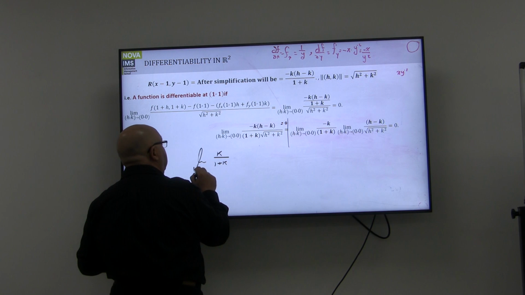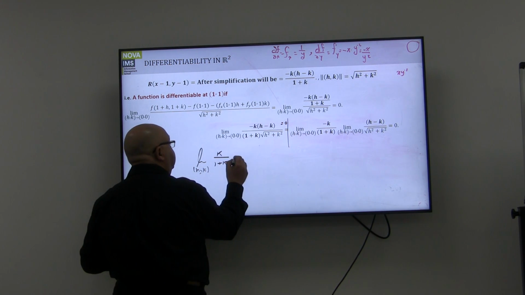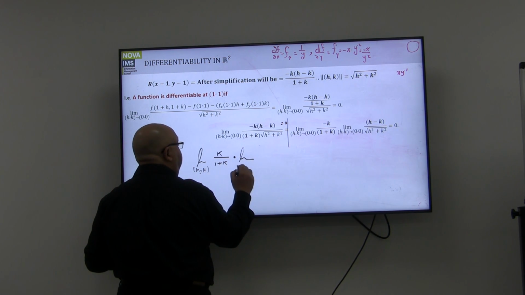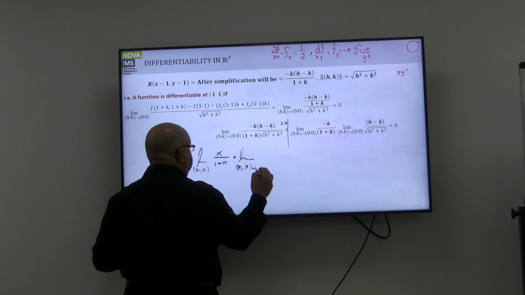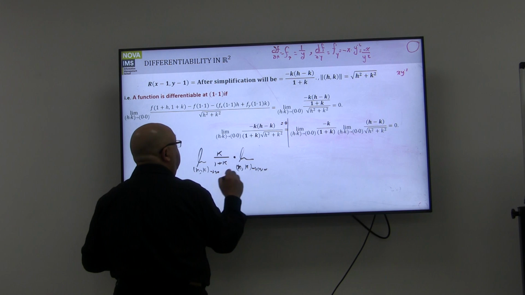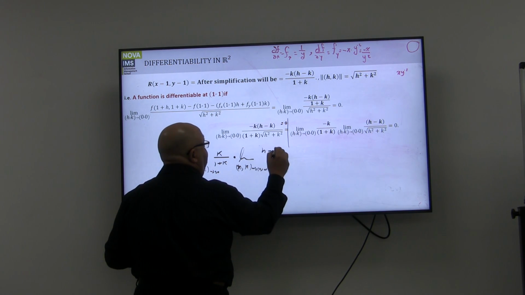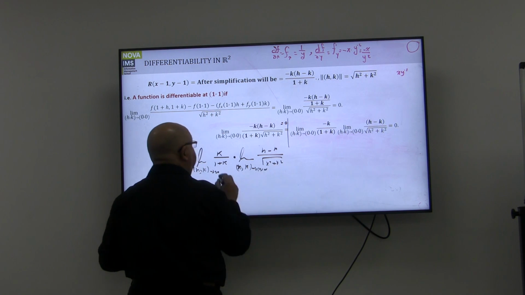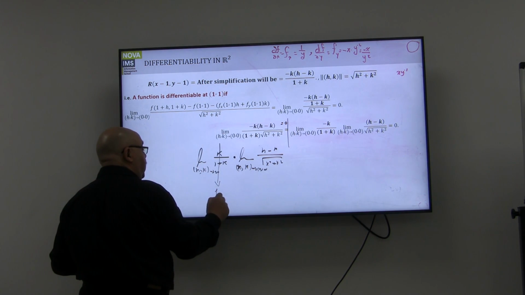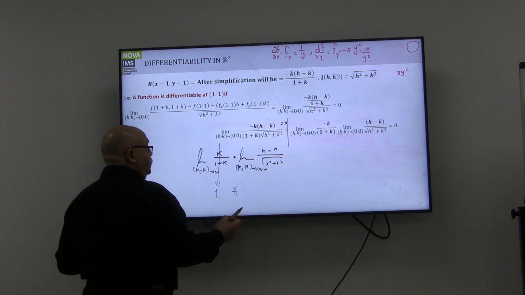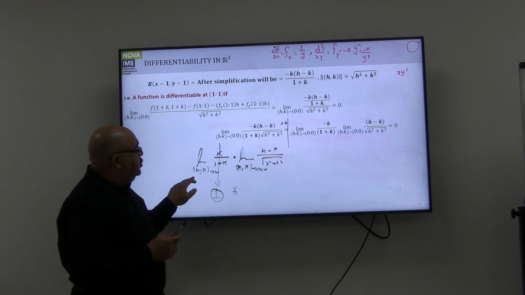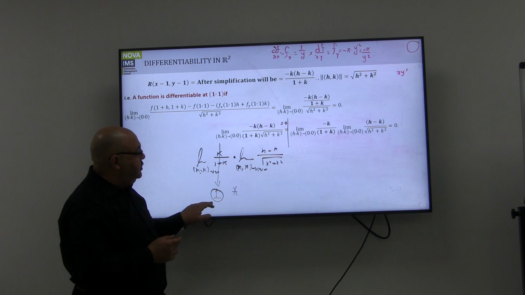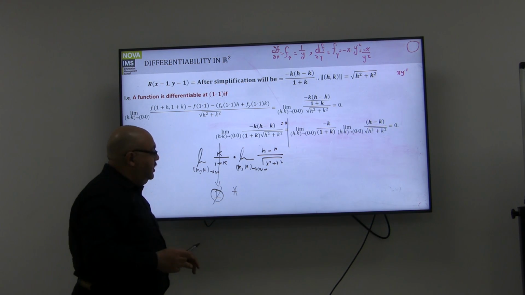and that's the limit as (h, k) tends to (0, 0), times the limit as (h, k) tends to (0, 0) of (h minus k) divided by the root of h squared plus k squared. This first one is equal to 0, because once k tends to 0, it's going to be 0 divided by 1, which is 0. So this part is equal to 0.